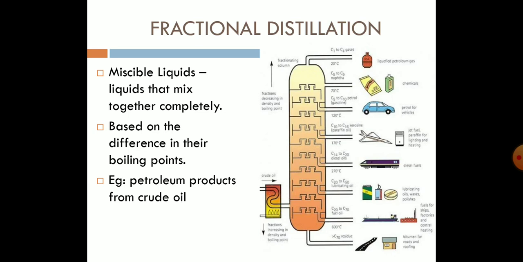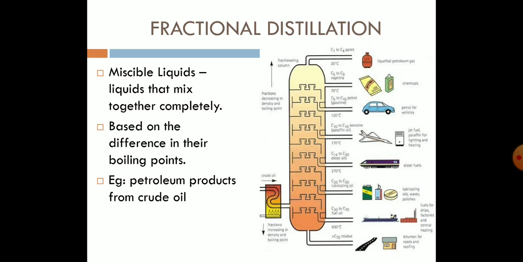This is a huge chamber, built as a big apparatus. When I pour the crude oil, you have to come from the top. When I heat it to 20 degrees Celsius, you will be getting only the gases. Those gases are used for our cylinder. The next one, when I heat it to 70 degrees Celsius, I get chemicals, petroleum products. Then when I heat it to 120 degrees Celsius, I will be getting the petrol.